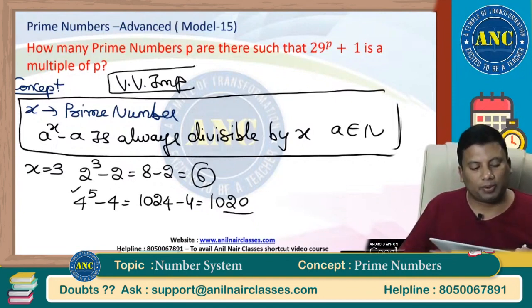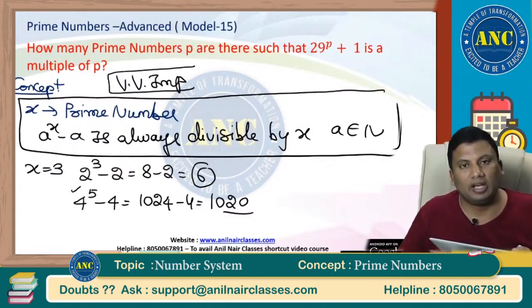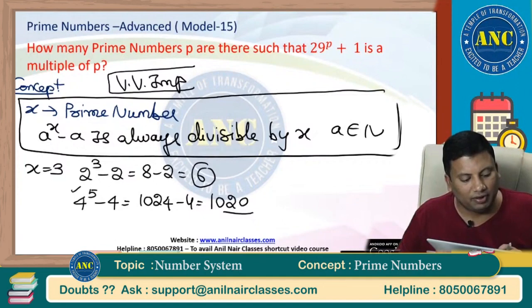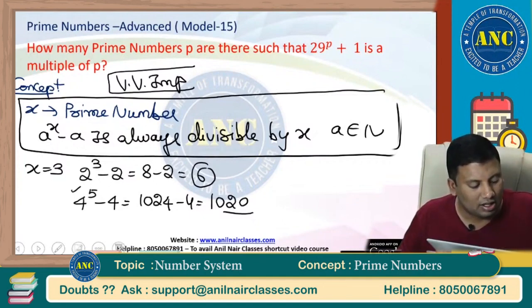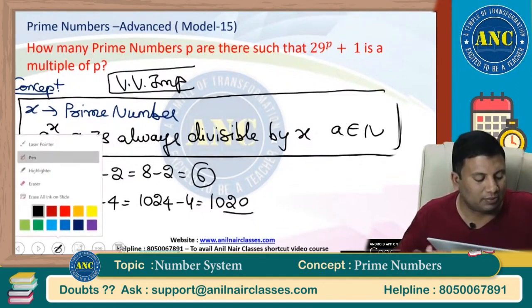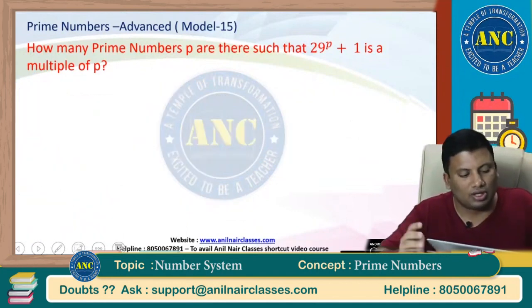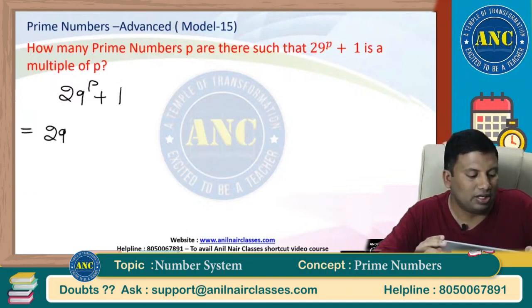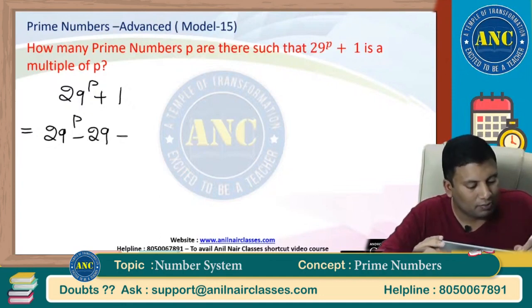If x is a prime number, a^x minus a is always divisible by x, if a is a natural number. Now we will use that concept. The question is 29^p plus 1. This can be written as 29^p minus 29 plus 30.